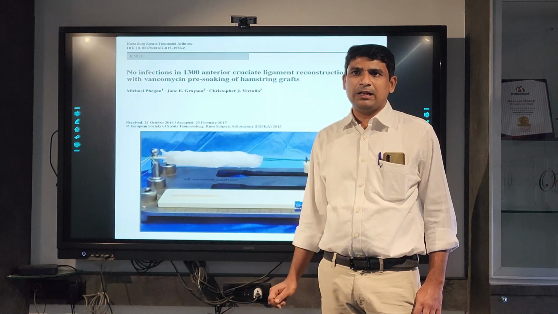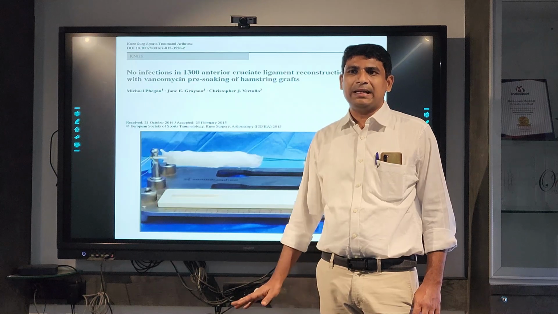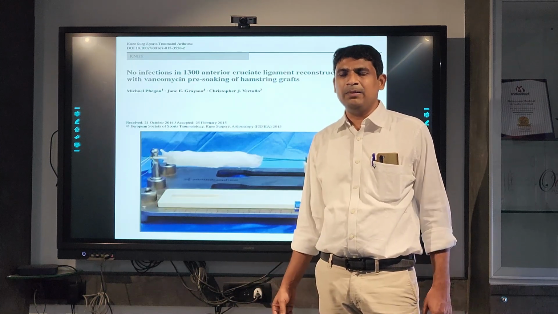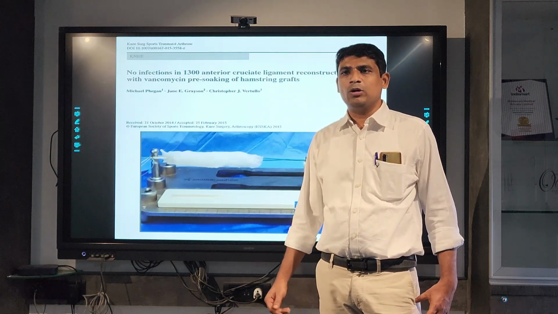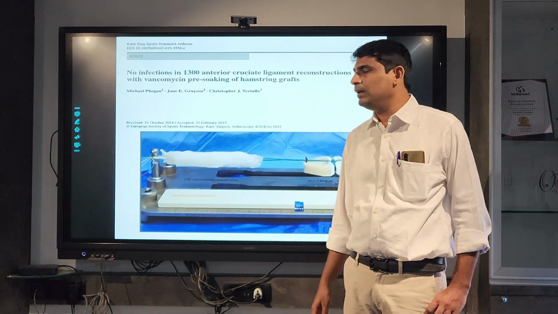If the tension is good and the fixation sites are good, we always try to retain the graft. But if the infection doesn't settle in 3 to 4 weeks' time, then we plan for removal of the hardware and the graft, and we plan for a revision later.